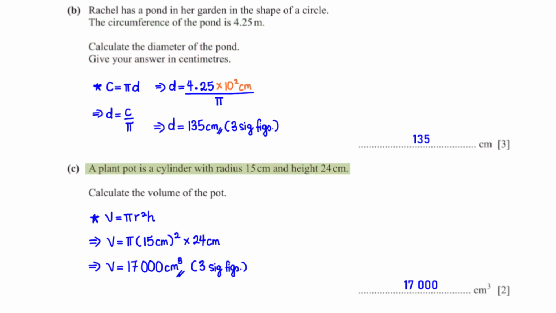A plant pot is a cylinder with radius 15 centimeters and height 24 centimeters. Calculate the volume of the pot. Here is the formula for finding the volume of a cylinder. The radius r is 15 centimeters and the height h is 24 centimeters. When we type this into the calculator, we get 17,000 centimeters cubed, rounded to 3 significant figures.